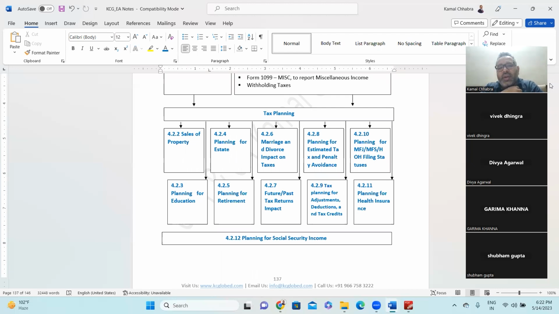The next one, the third, is planning of estate. Do you remember estate tax? How much is the lifetime deduction? We discussed planning of estate tax and gift tax in chapter 2.